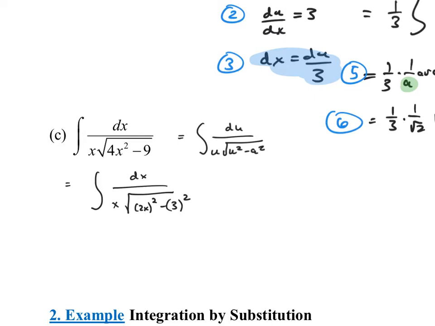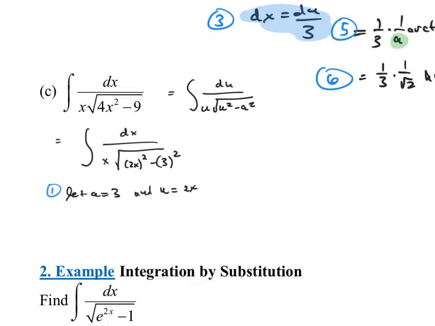Okay, and so step 1, after we've rewritten that integral, would be let a equal the constant, which in this case is 3, and u equal the inside of those parentheses, which would be 2x. Again, step 2 would be take the derivative with respect to x of both sides with the u, so du dx would be equal to, well, the derivative of 2x is simply 2. And then step 3 would be solve for dx, so dx is going to equal du over 2.